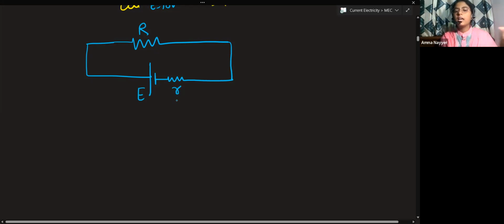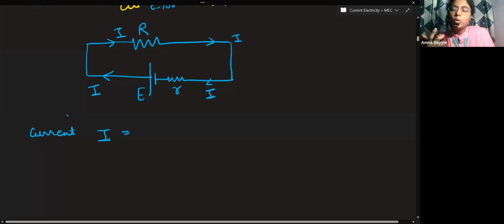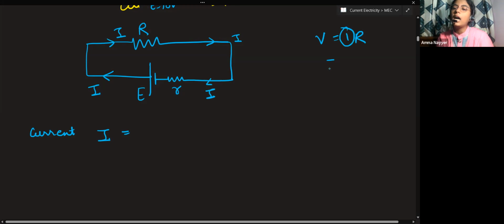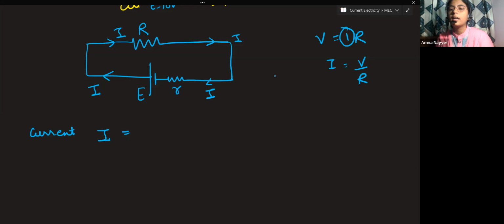So when the circuit is closed, current will definitely flow through it. Let's say current I is flowing through the circuit. So how will you calculate I? See, I, which is the current of the circuit, is equal to what? Using Ohm's law, Ohm's law is V equals IR. So if we want to find I, it will be equal to V divided by R.